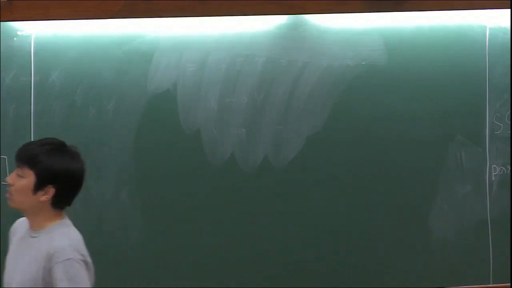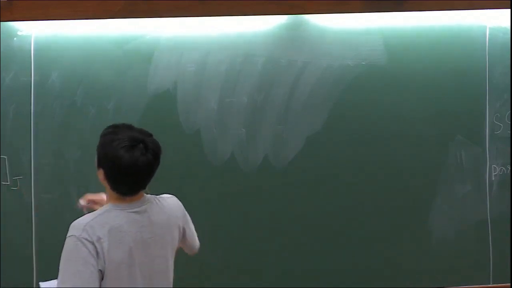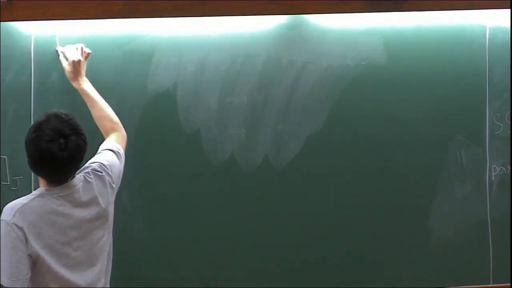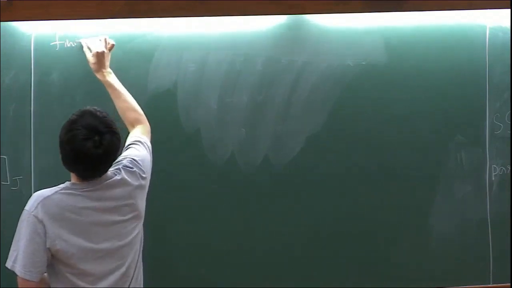Okay. So this is the DAHA and the physics interpretation. I'd like to explain the finite dimensional representation. What time is it? 40 minutes. Wow.